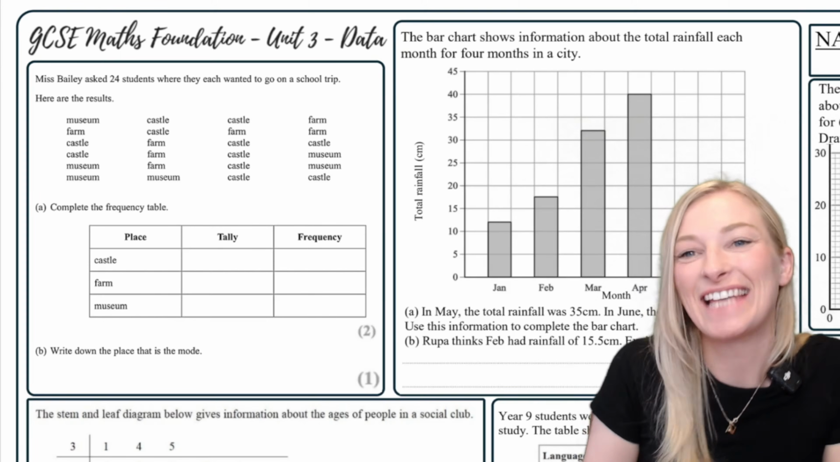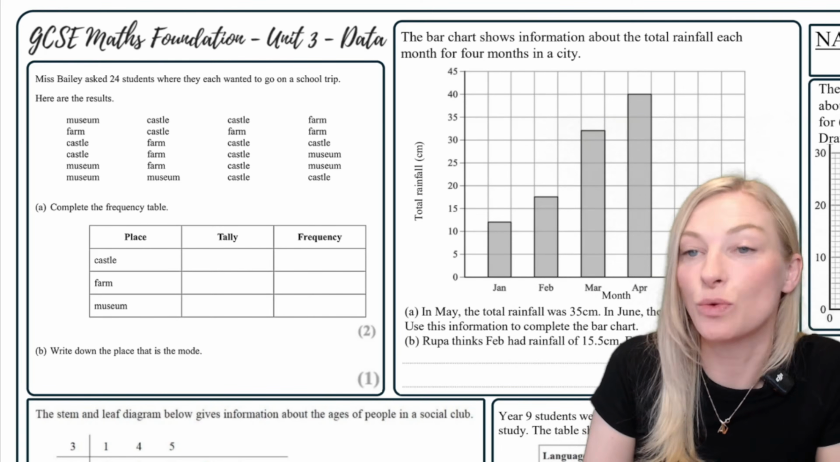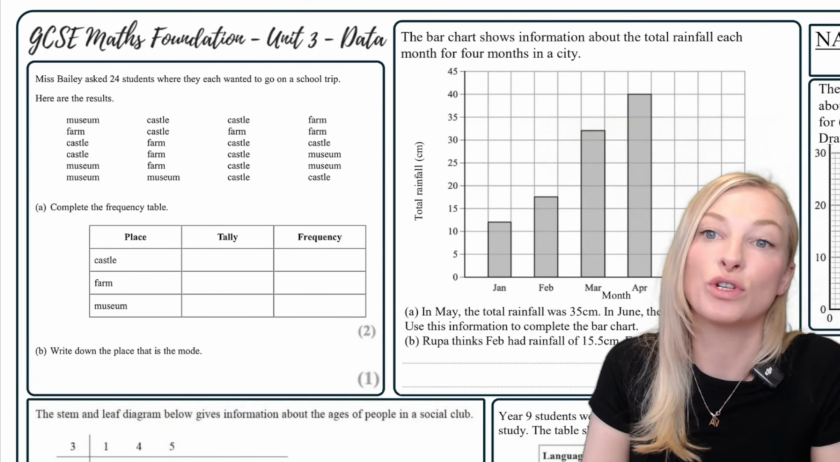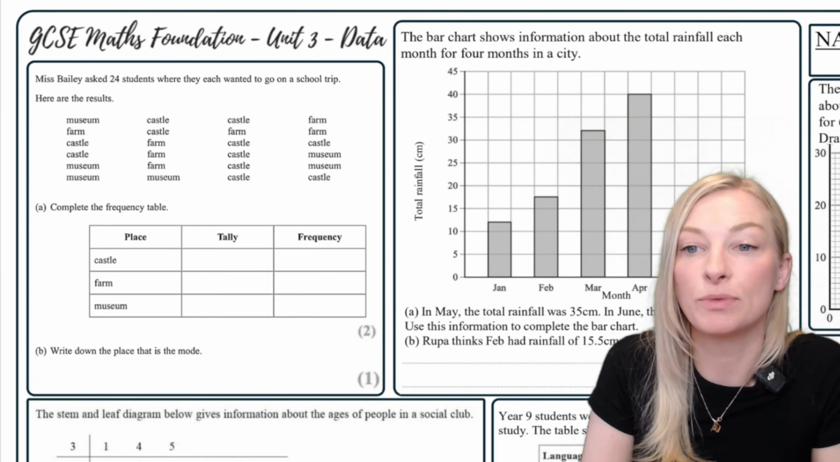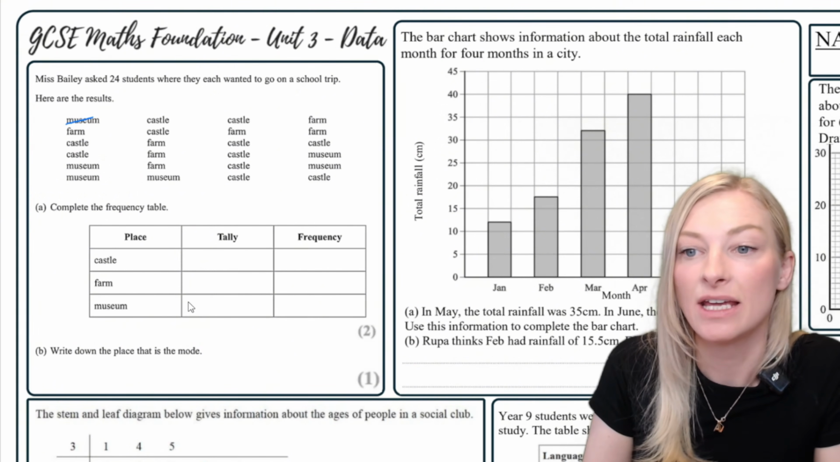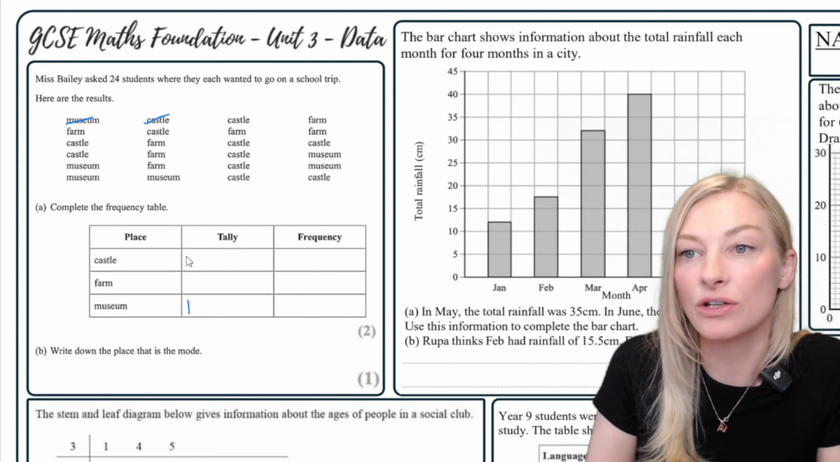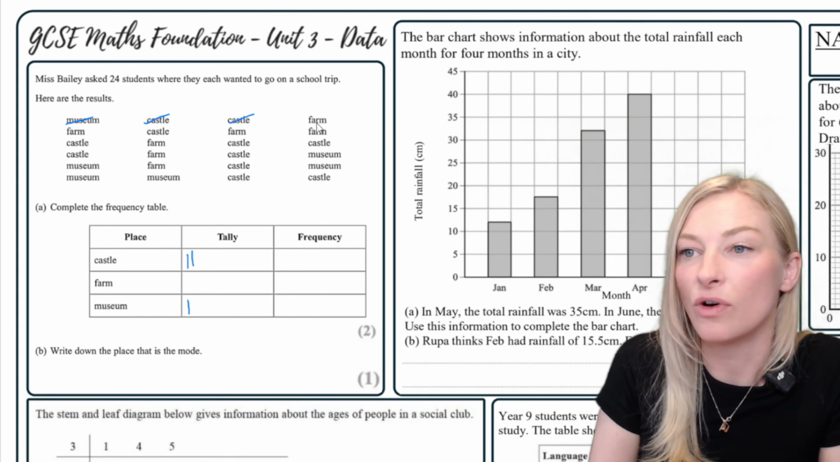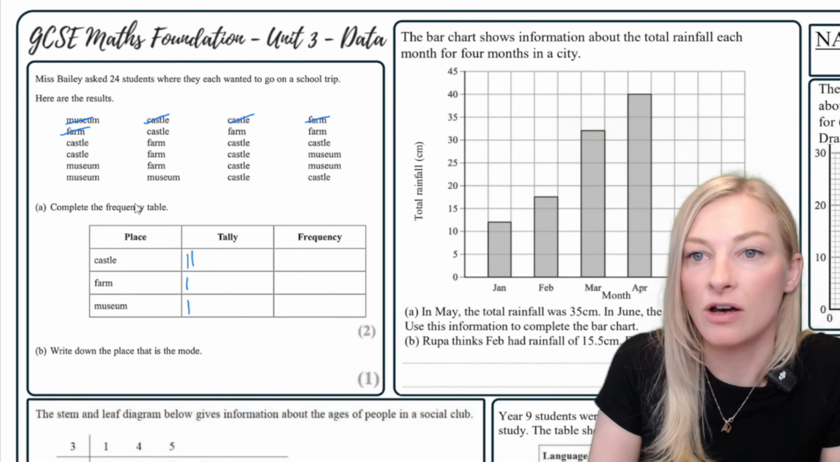Okay, let's go through the second side. Miss Bailey asks 24 students where they each wanted to go on a school trip. Here are the results. We've got museum, so let's just go ahead and start tallying these. Castle, castle, we've got farm, farm.